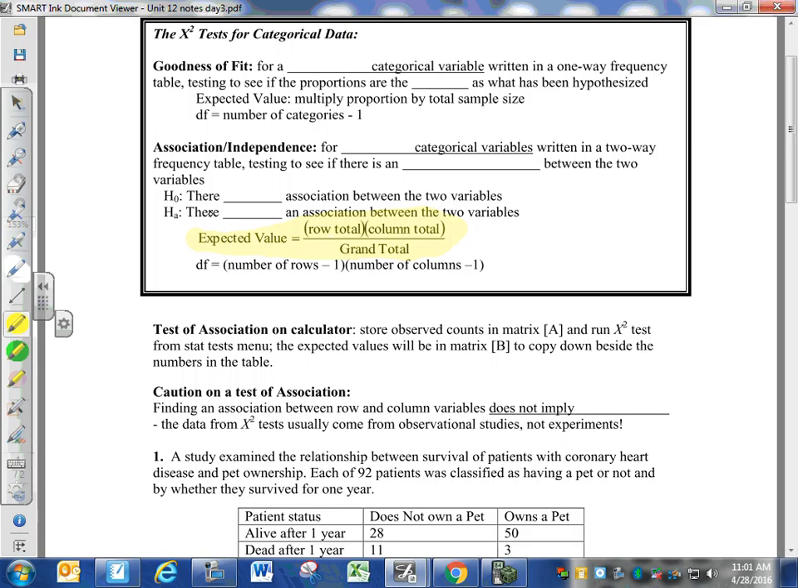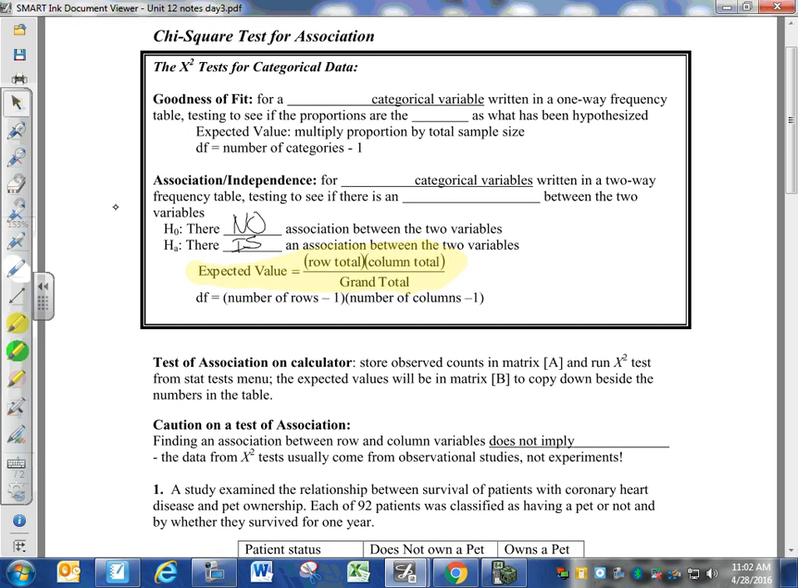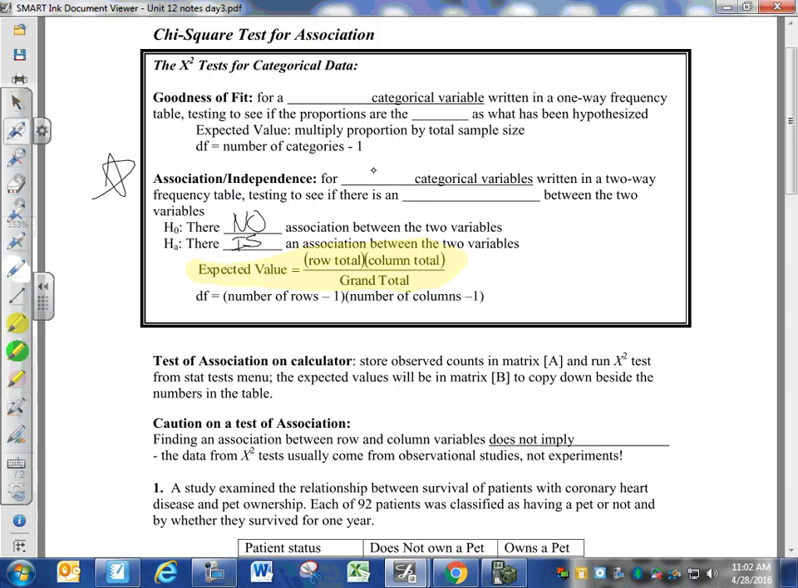Our null and alternative hypotheses will always be the same every single time we have this two-way table. Our null hypothesis is that there is no association between the two variables. Our alternative hypothesis is there is an association between the two variables. If I get a low p-value, that means it is unlikely for the expected values to be the same as our actual values, which means most likely it's going to be something different than the expected, which means there is an association. Okay, low p-value means there is an association. We're doing this association independence test. It's for two categorical variables. We'll see if there is an association.